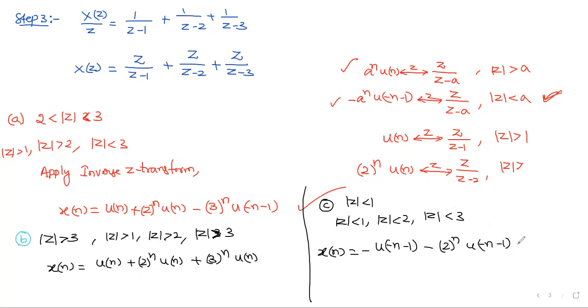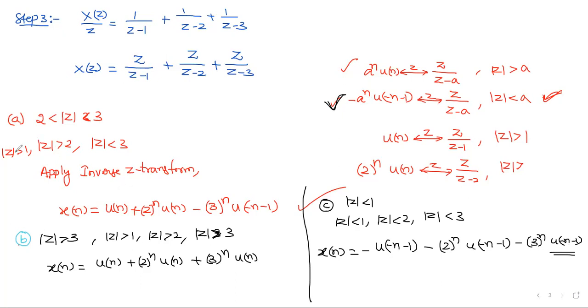This is the left-sided signal. That's what I'm using in the second one. Here I'm using value 1, value 2, value 3, substituting. So minus 3 power n u of minus n minus 1. Is it clear, all of you? So this is the easiest way to find the inverse Z transform using the partial fraction method.